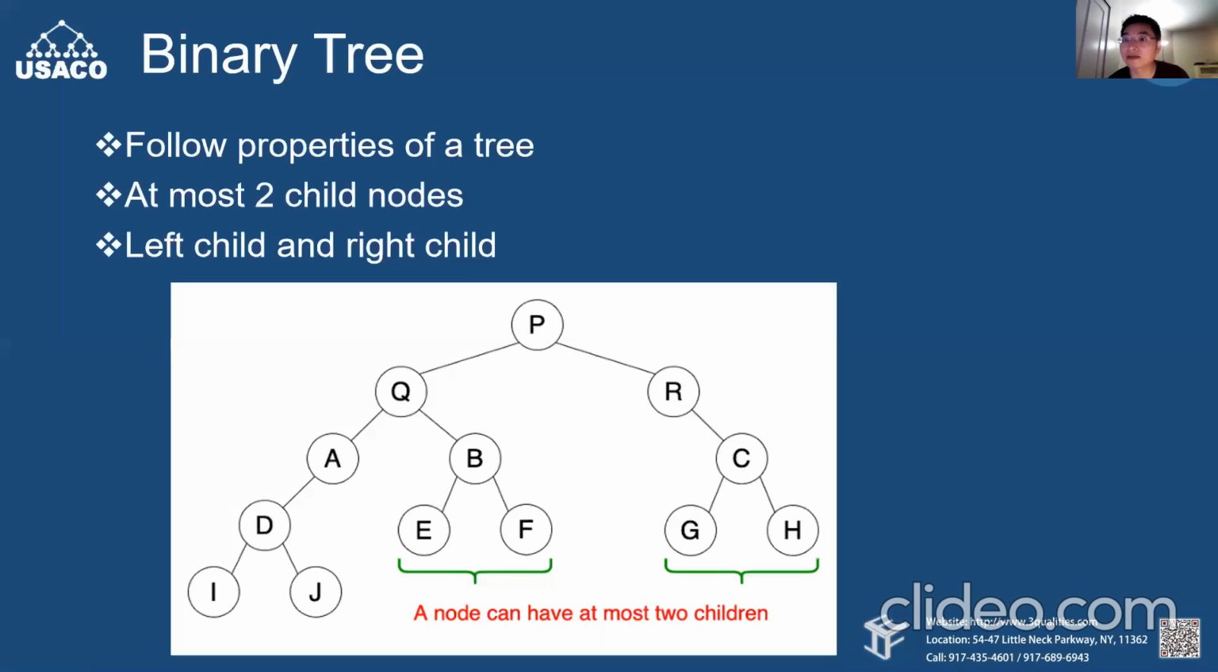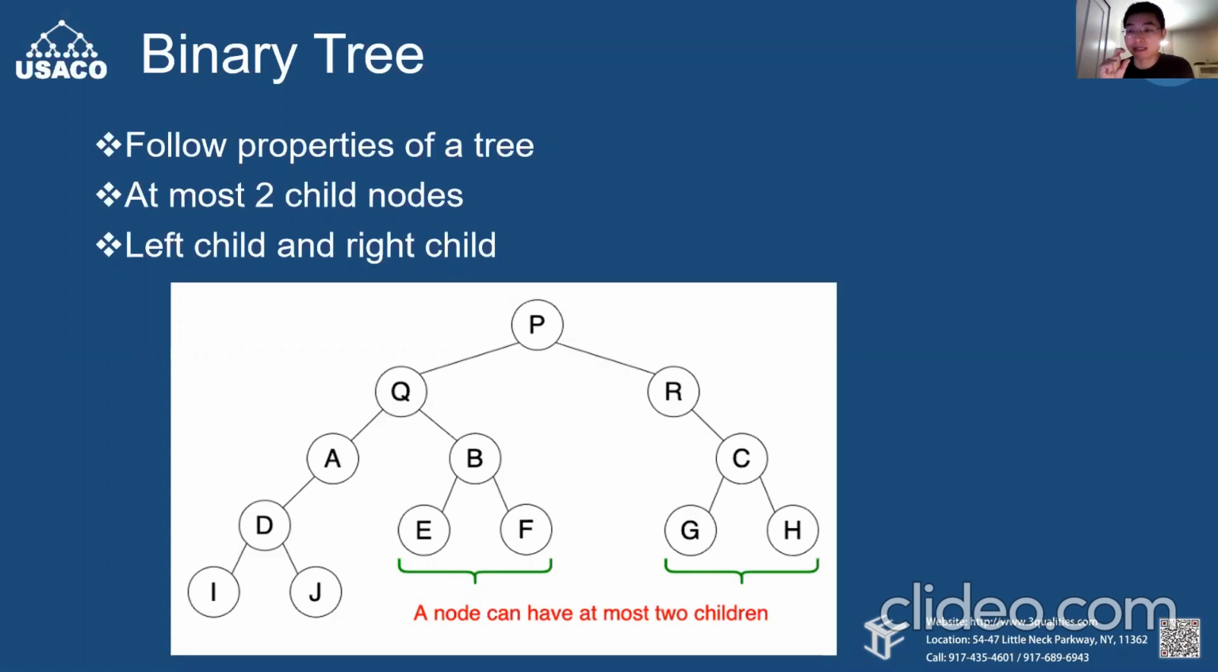The same term binary we also use here. As Connor just mentioned, if every node in a tree has at most two child nodes, we call the tree a binary tree. It is a tree, so it follows all the properties of a tree: it has a root, parent-child nodes, and nodes are connected by edges. A binary tree has its own characteristic: every node in the tree has at most two child nodes.